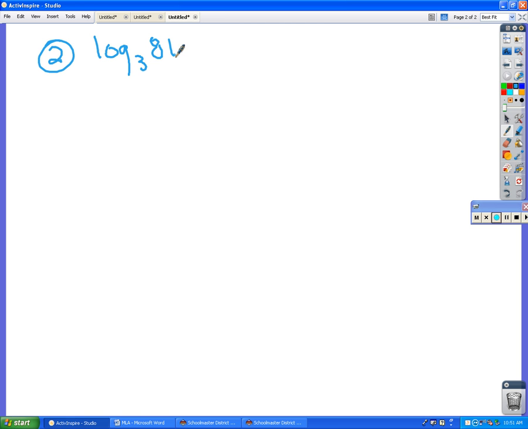Let me do this next one. Okay, now you can do the same thing with this. You can just remember the definition of a log. 4. Right, this is saying 3 to what power equals 81.